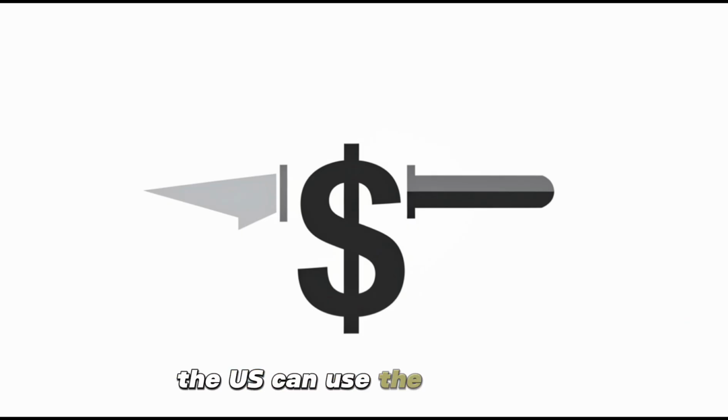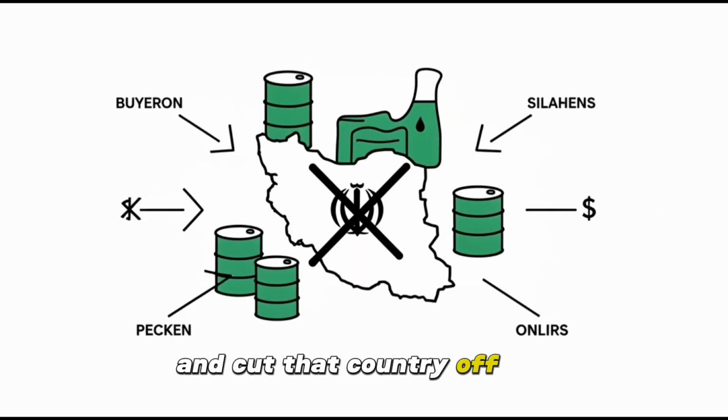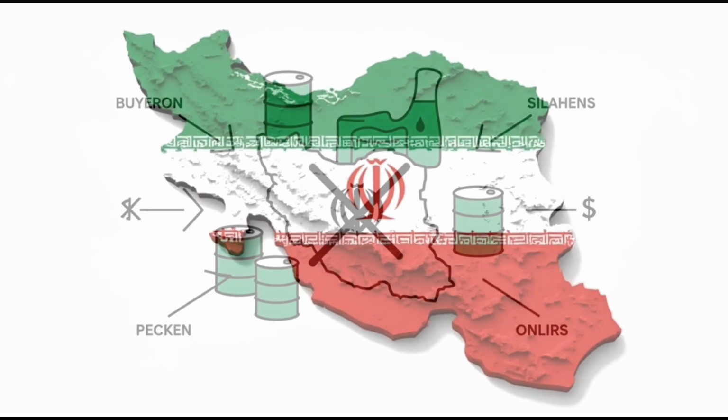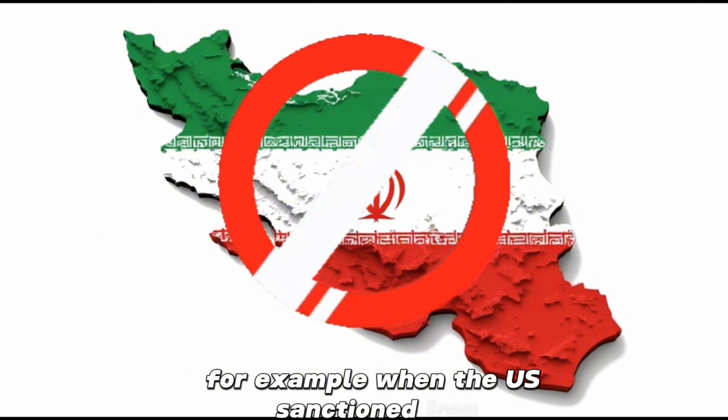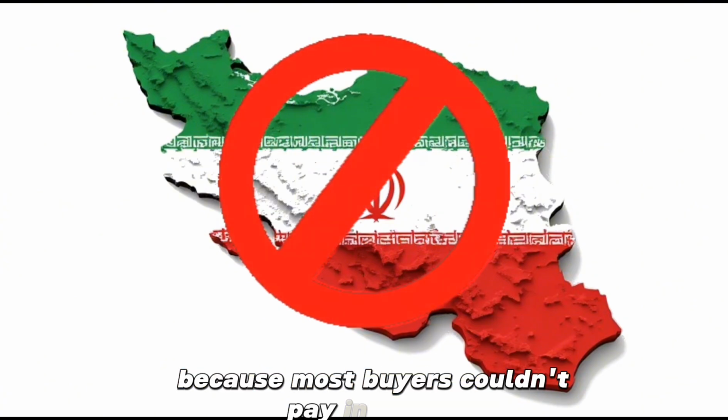The US can use the dollar as a weapon. If a country does something the US doesn't like, America can impose sanctions and cut that country off from the dollar-based financial system. For example, when the US sanctioned Iran, it became very hard for Iran to sell oil because most buyers couldn't pay in dollars.